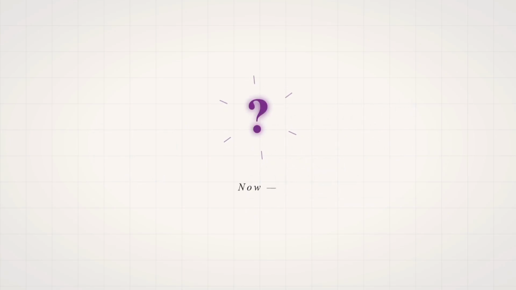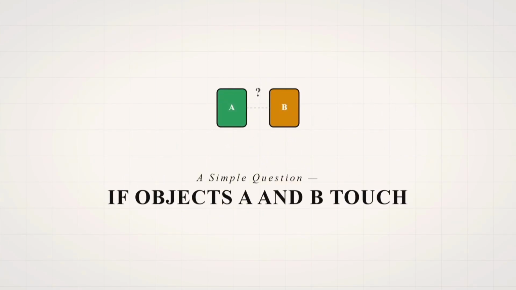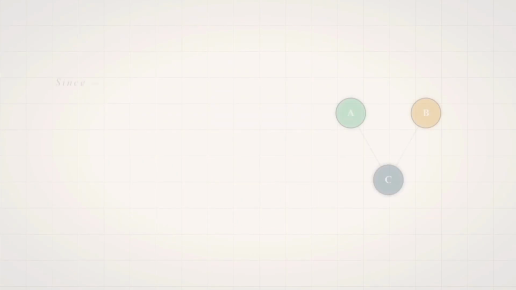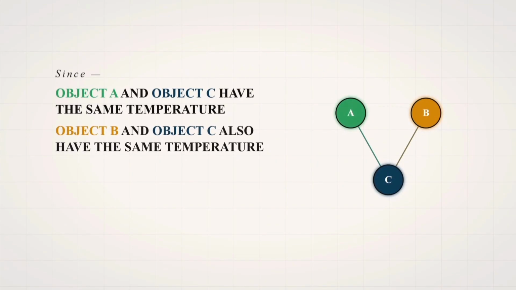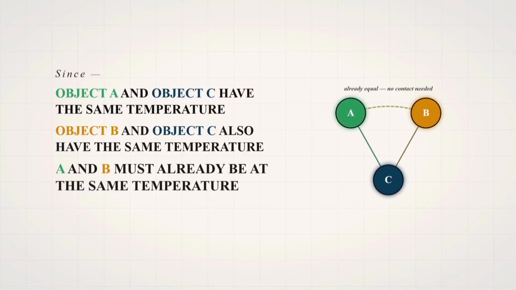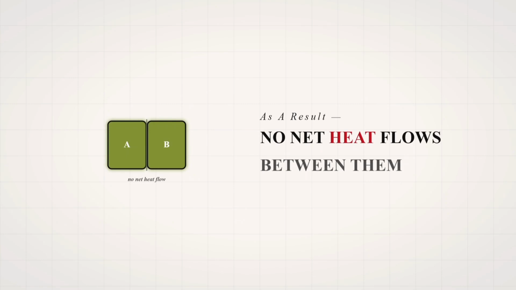Now comes the interesting question. If you bring Object A and Object B into direct contact with each other, will heat flow between them? The answer is no. Since Object A and Object C have the same temperature, and Object B and Object C also have the same temperature, Object A and Object B must already be at the same temperature, even though they were never directly in contact. As a result, no net heat flows between them.